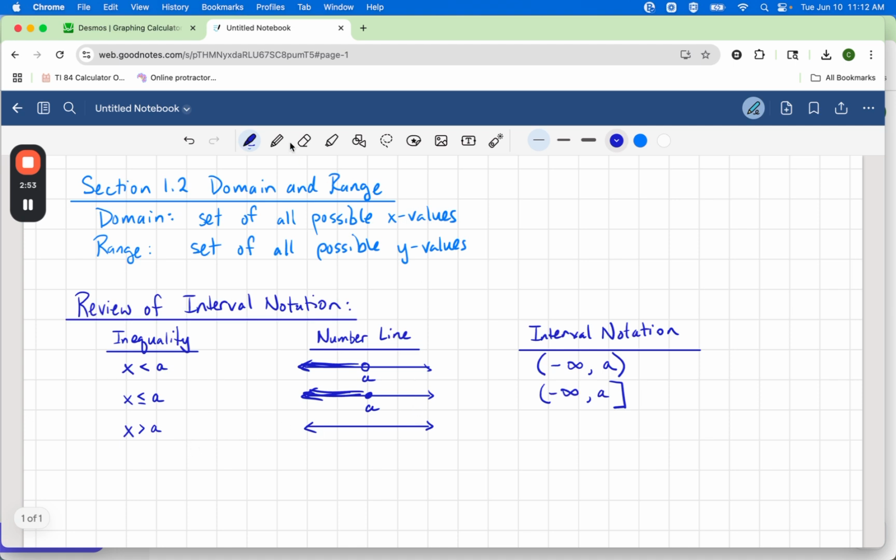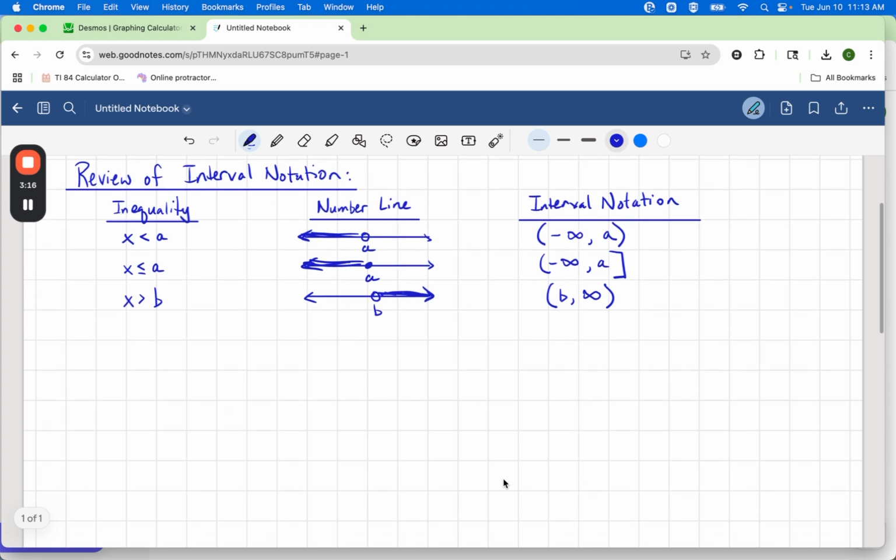So x is greater than, for greater than we use b. So x is greater than b. Open circle at b, and we want all the values to the right of b. This arrow now points at positive infinity. So my interval is b comma infinity, parentheses on both. And then x greater than or equal to b, you'd use a bracket: bracket b, infinity.